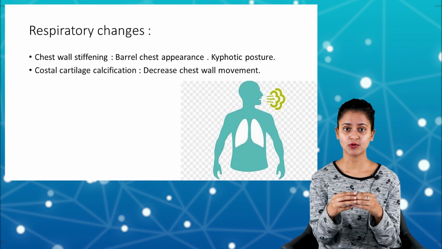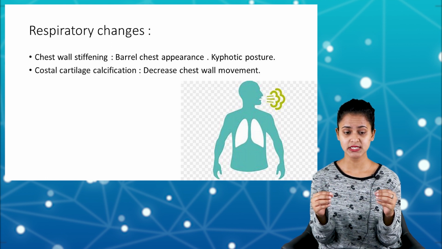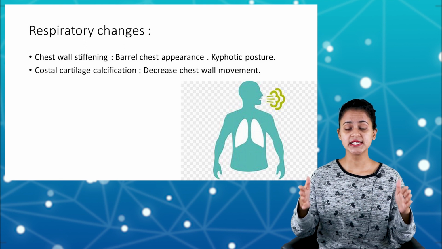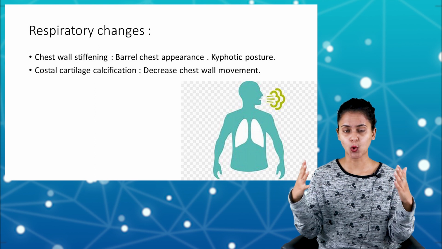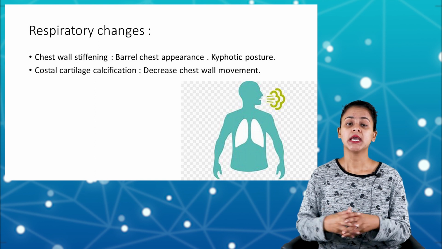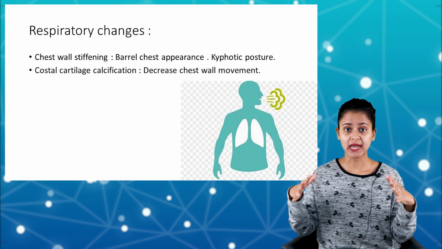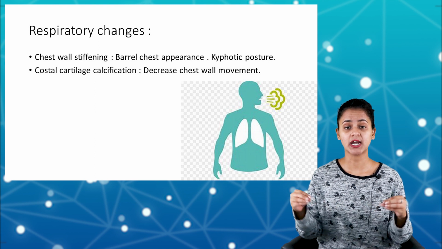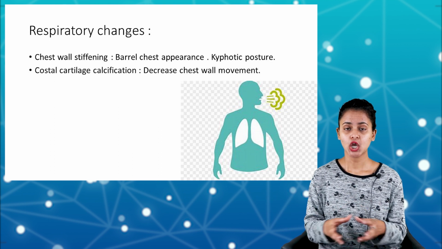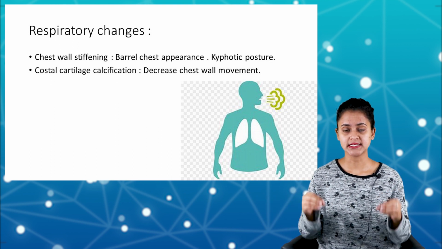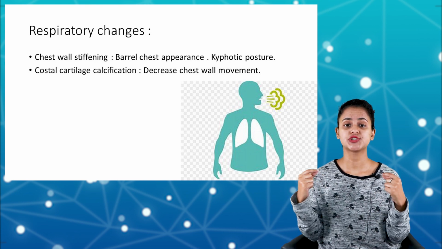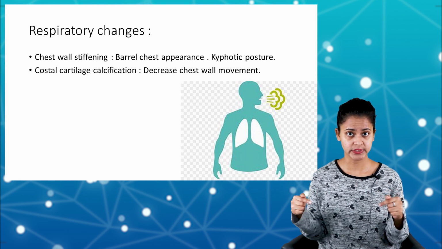Next, we are going to learn about the changes that generally occur in the respiratory system. Here we are going to see chest wall stiffening is a very common feature among old age individuals. That is the reason why a barrel chest appearance will often be seen. Even kyphosis can develop with the aging process. Costal cartilage calcification is a very common finding. That is the reason there will be decreased chest wall movement even with respiration.